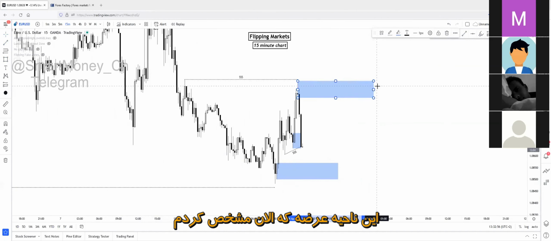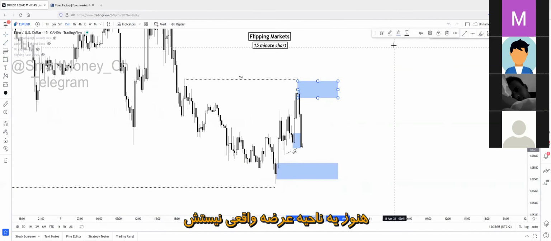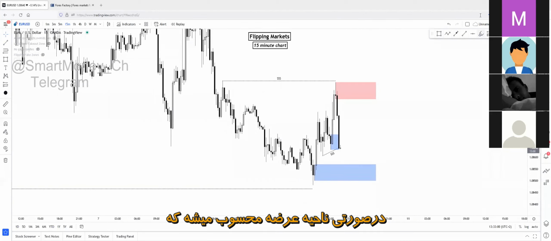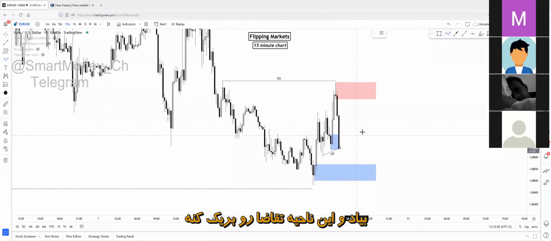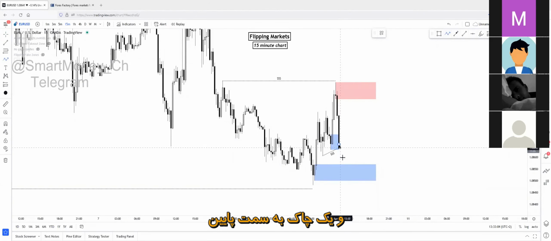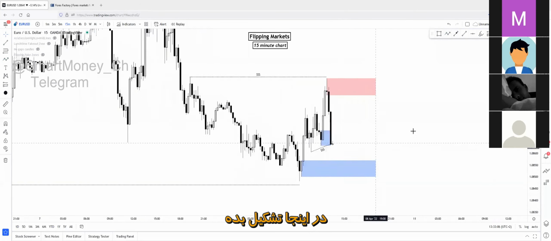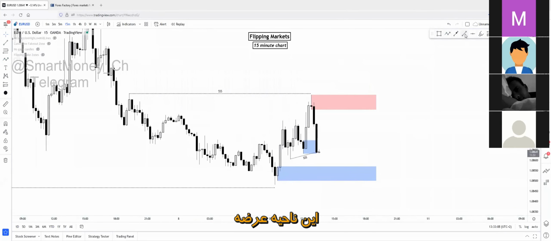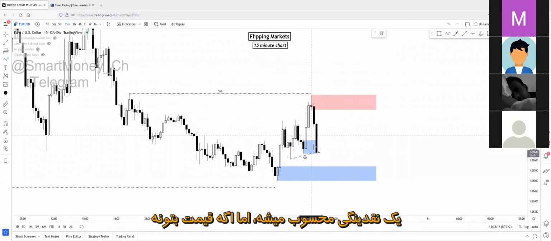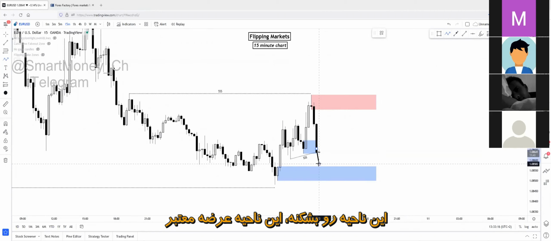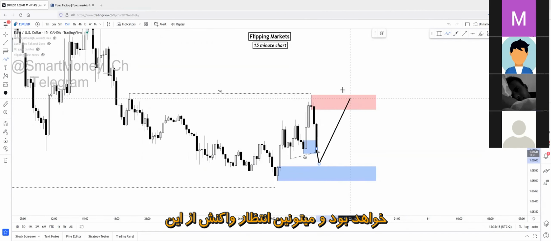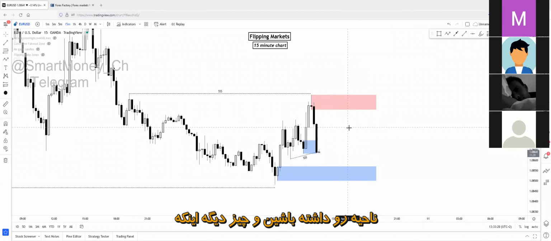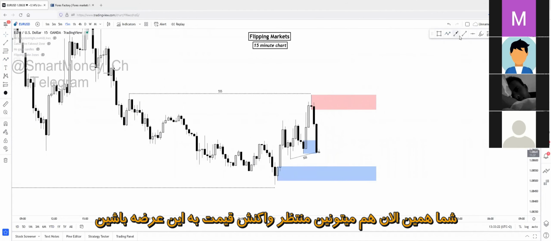And this supply zone, which I've marked right now, isn't a supply zone yet. It will be a supply zone if price can break below this zone. It will be a supply zone if price can create a change of character here to the downside. But until it creates a change of character, this supply zone will be just an invaluable supply zone or even liquidity. But if price can create a break of this zone, this will be a valuable supply zone, and you can expect a reaction on this zone. Also, you can expect a reaction on this zone right now too.